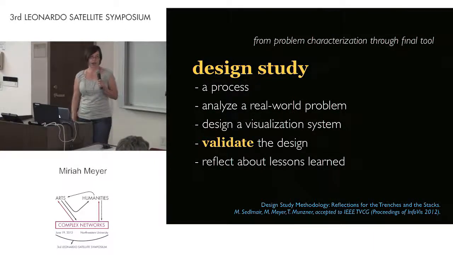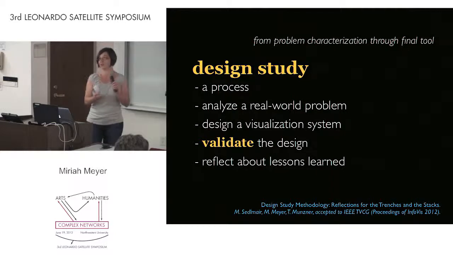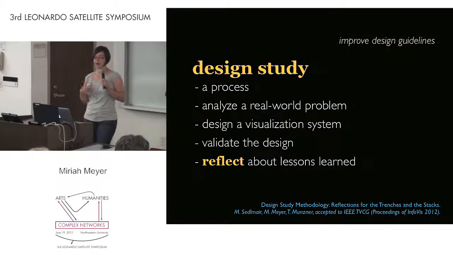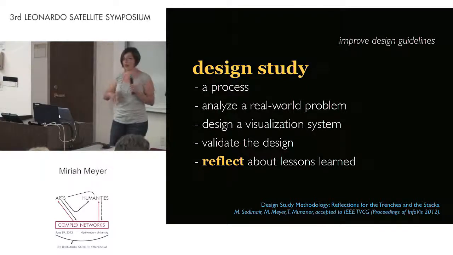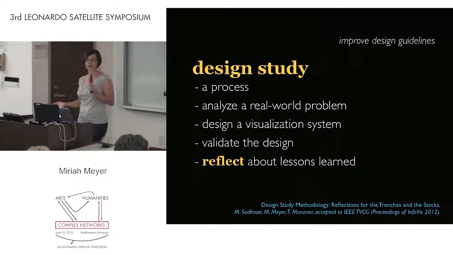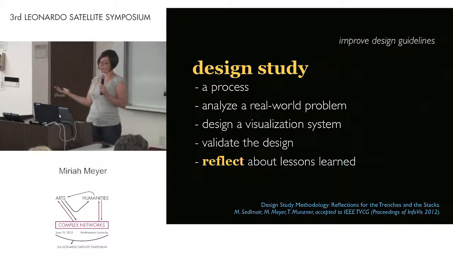Validation is also an absolutely essential part of what we do as researchers. How do we know that the things that we chose to put together make sense and that they are effective? So coming up with ways to validate what we do, all the way from characterizing the initial problem through validating the final design, is a really key part of this kind of work. And then finally, reflection about what you've learned leads towards improved design guidelines, whether it's confirmation of principles, creation of new principles, or refinement of those. We feel that this reflection is really what takes an engineering project into the realm of research.